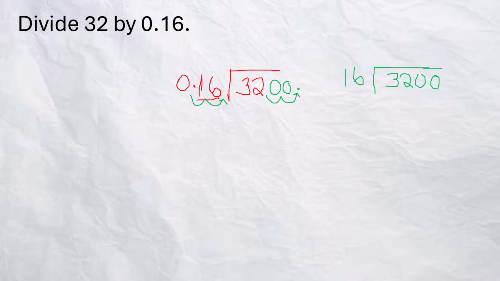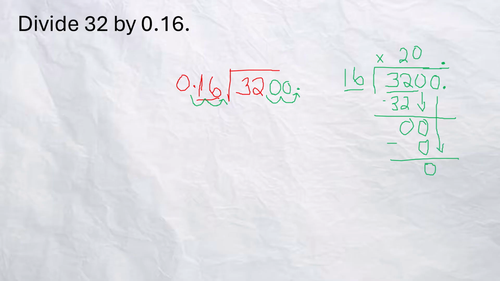And then for the last step, we need to divide these two numbers. So we need to put first your decimal point aligned in your quotient. So do not forget that. So let's divide. 32 divided by 16 is 2. 2 times 16 is 32. 32 minus 32 is 0. And then bring down 0. 0 divided by 16 is 0. 0 times 16 is 0. 0 minus 0 is 0. And then bring down another 0.